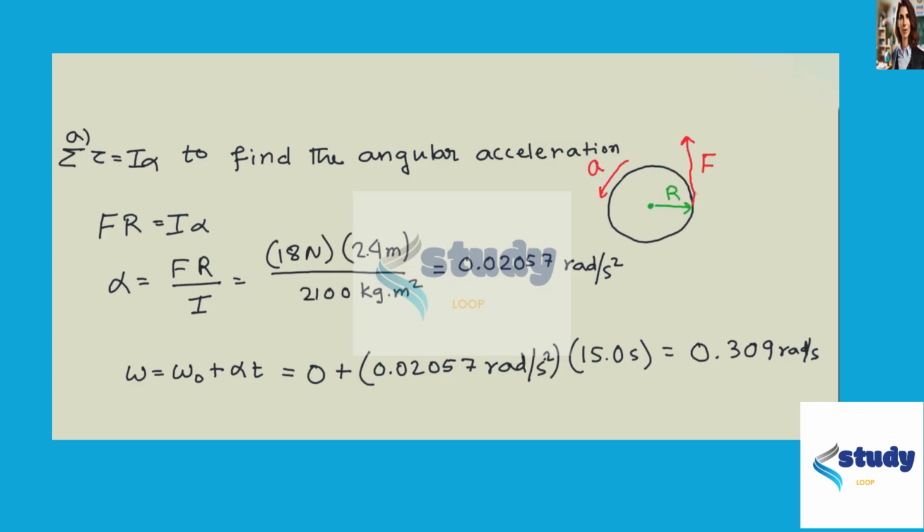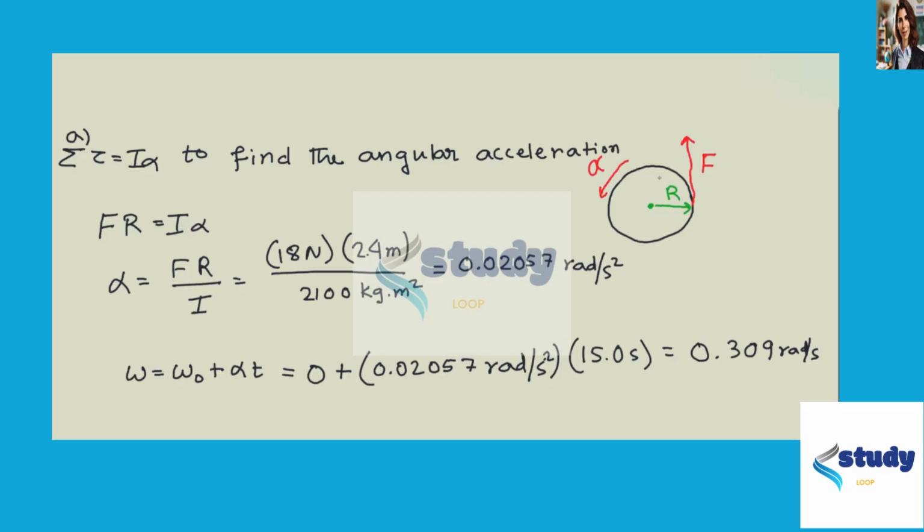Here is a free body diagram of the merry-go-round. We see that the force F is applied tangentially to the merry-go-round, and because of that, there is some angular acceleration alpha, and the radius of the merry-go-round is r. Now we need to find omega from this setup.